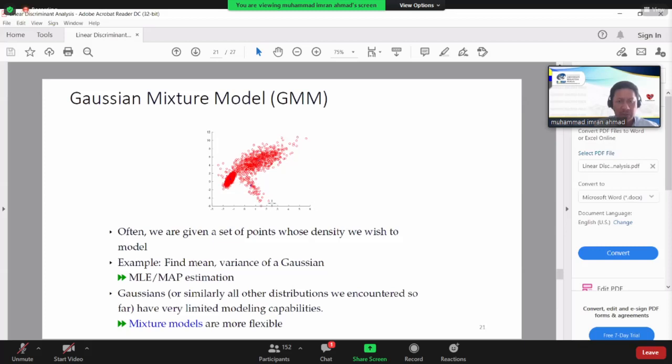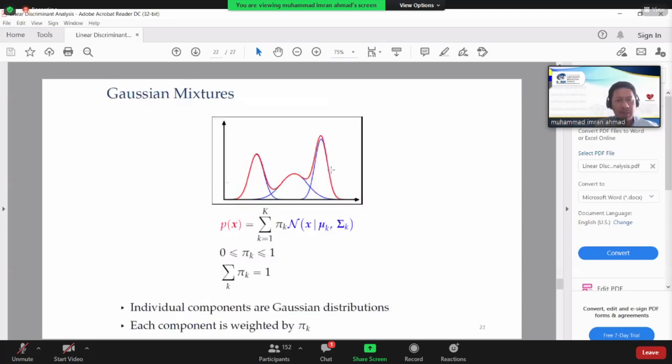So these are the points that we want to model. We need to use the mixture model, which is more flexible. We can create a Gaussian shape in this area, a Gaussian shape in this area, and a Gaussian shape in this area. But this is a 2D feature space. Let's have a look at a single 1D feature space, maybe it is clearer to understand. So a Gaussian mixture is a combination of several Gaussians.